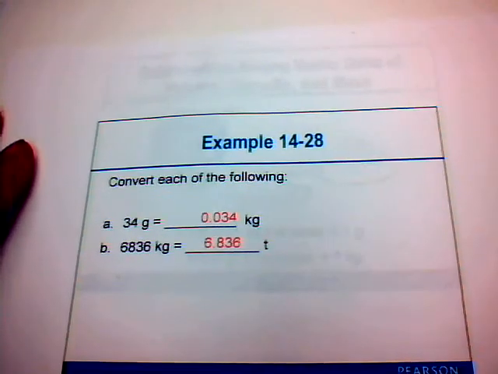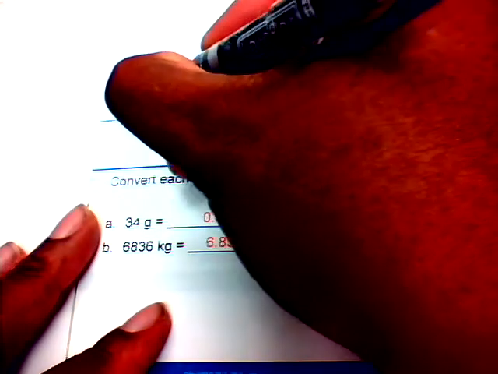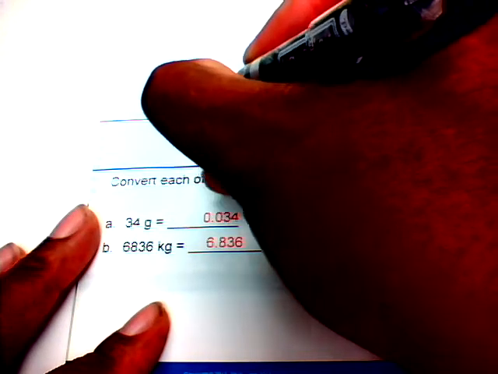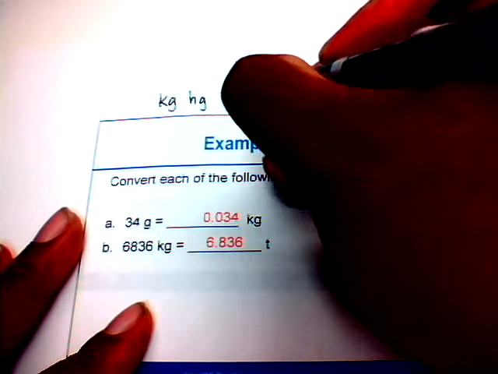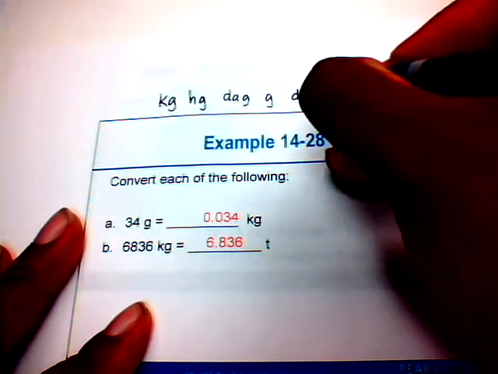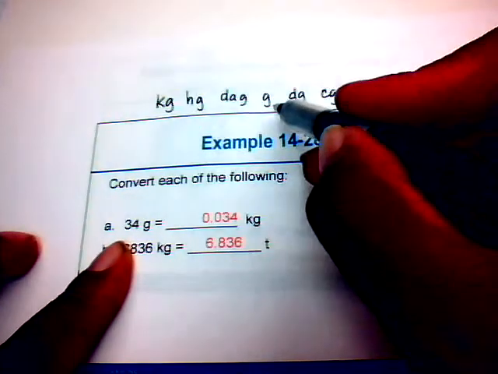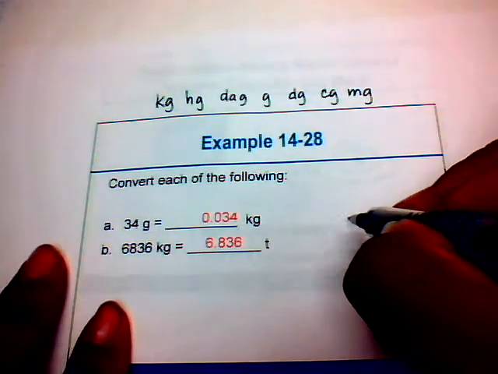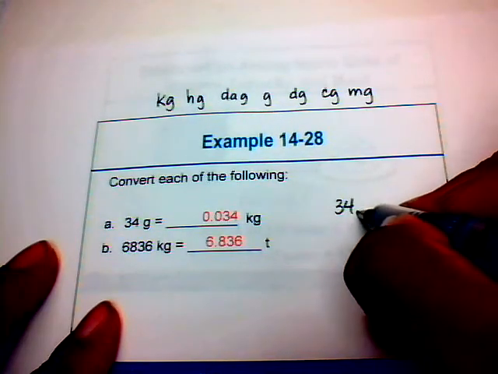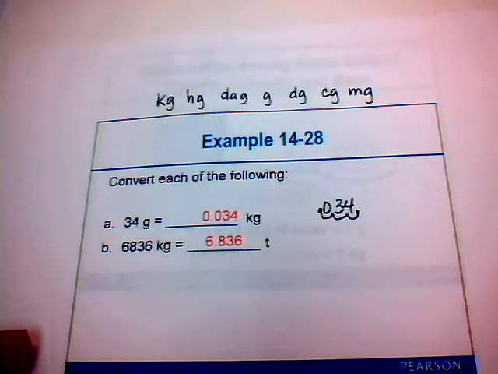So if we want to convert 34 grams to kilograms, we can use this table as well. But here, we just change it from liters or meters to grams. So 34 grams to kilograms, that's 3 places to the left. So in the number 34, we're going to move this decimal point 3 places to the left. So we need a 0 in front of the 3. So it'll be 0.034 kilograms.